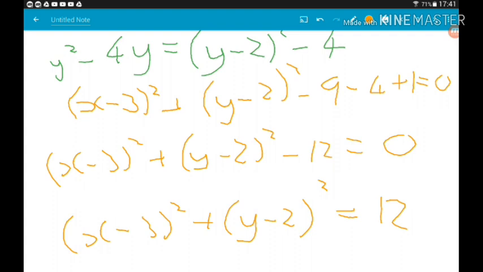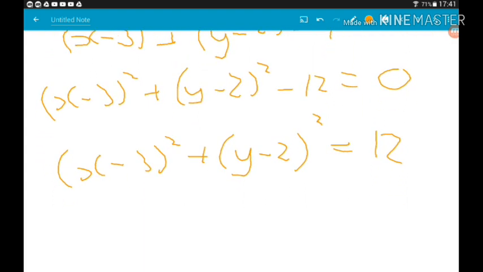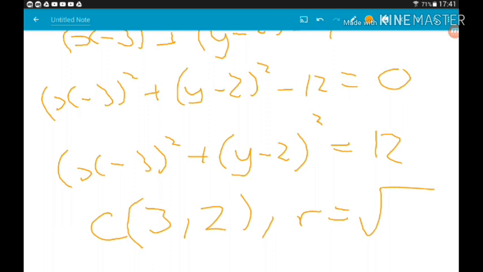From that we can now get the centre. So the centre is at 3, 2, and the radius is root 12. That's our first example. Hope it makes sense.